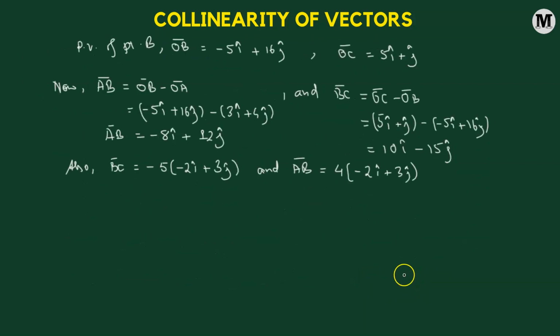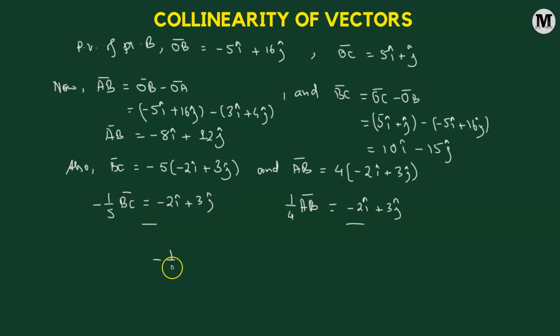Now we can divide both sides by 4 to get 1 over 4 times the AB vector equals negative 2i cap plus 3j cap. And for the BC vector, if we divide both sides by negative 5, we have negative 1 over 5 times the BC vector equals negative 2i cap plus 3j cap. If we combine these two, negative 1 over 5 times BC vector equals 1 over 4 times AB vector. Or we can say the BC vector equals negative 5 over 4 times the AB vector.